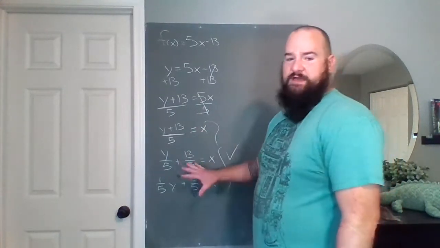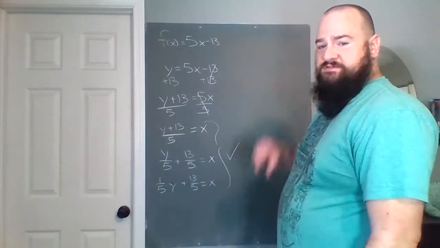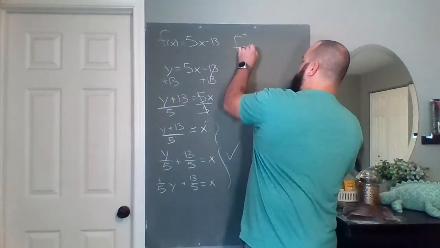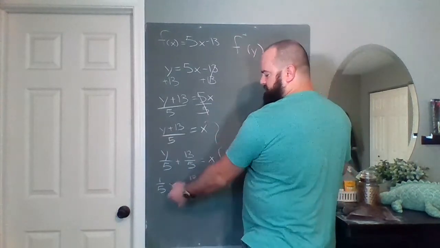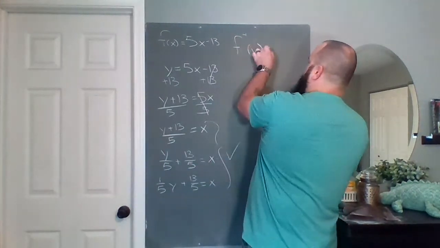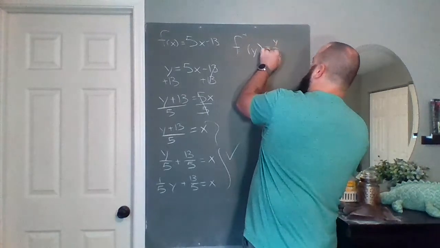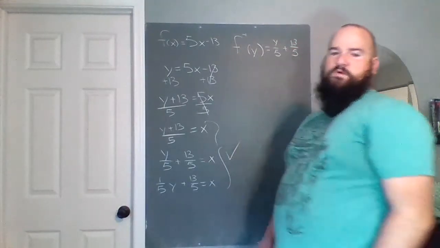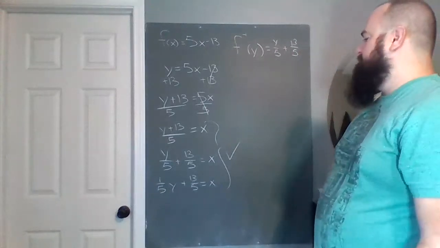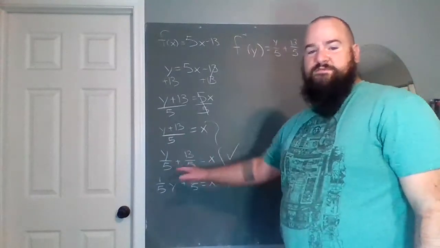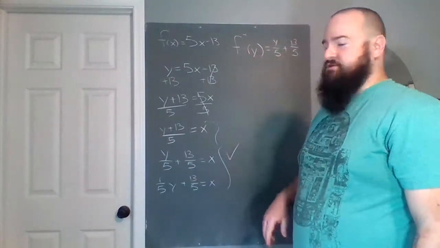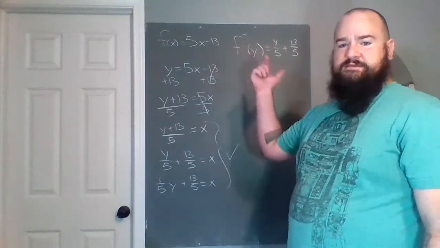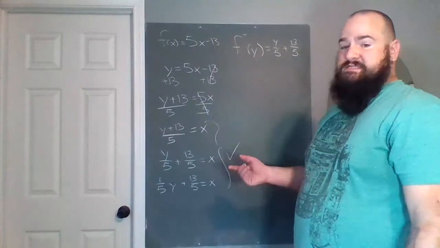So our final answer to this question, which was find the inverse of f of x, you would say something along the lines of f inverse of y, because notice our input is y, equals y over 5 plus 13 over 5. And again, use any of these three forms you want, it's going to accept the answer, you're good. So that's how we find the inverse. It's pretty easy.